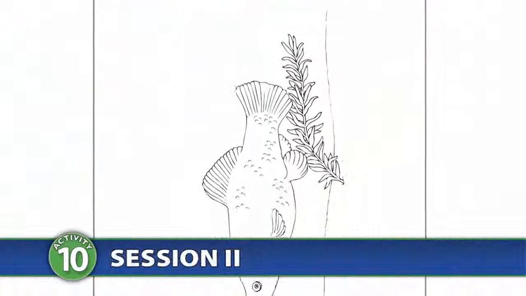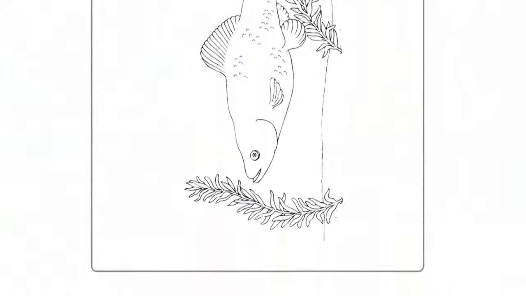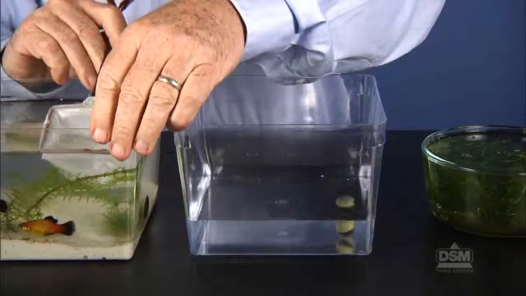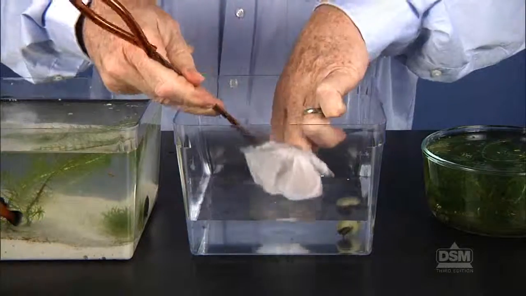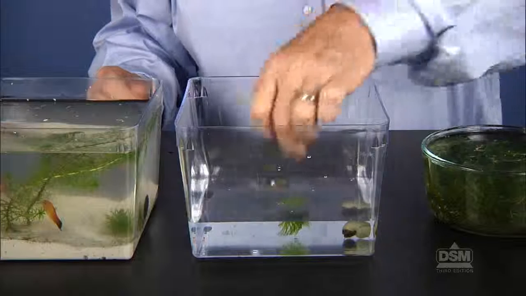To prepare for Session 2, make a copy of Activity Sheet 10, Part B for each student. The presence of young fish, called fry, is required for this session. When you see any fry, promptly move them to their own tank so that they will not be eaten by the adult fish. Add a small snail and a few sprigs of anacharis to the nursery.